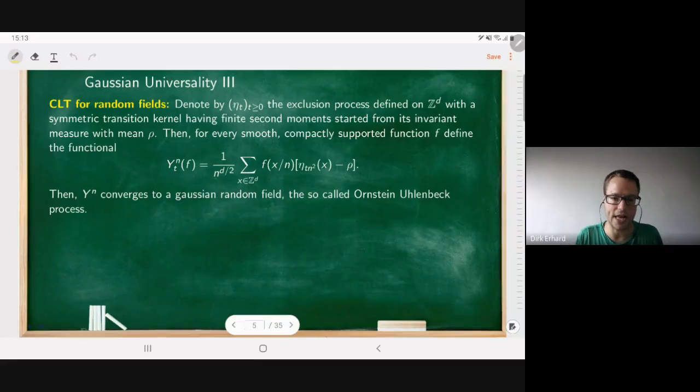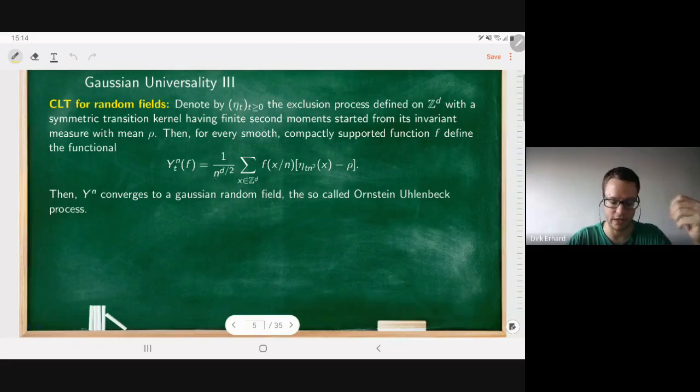So a result you could formulate could go more or less like this. You look at this exclusion process, say the transition kernel of each of these random walkers is symmetric, having a finite second moment, and starting, let's say, from the invariant measure with mean rho. So the way to formulate it is then this. You would take a smooth, compactly supported function f, and you would define this functional.